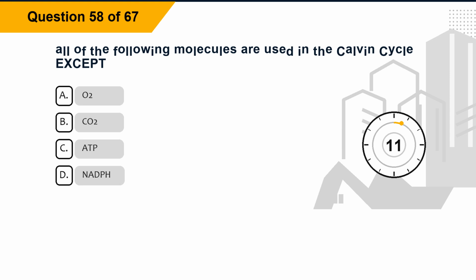Question 58. All of the following molecules are used in the Calvin cycle except option A.